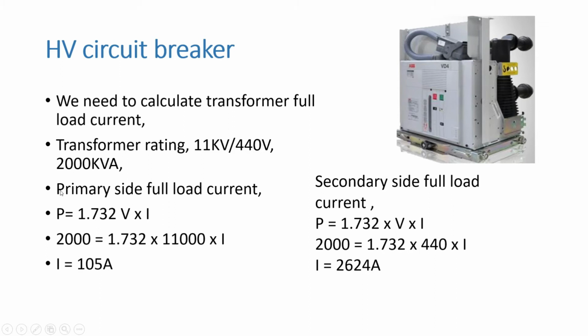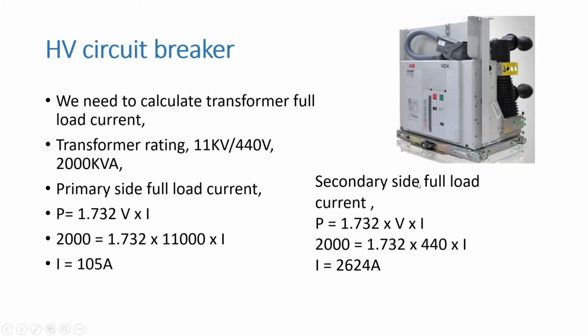So first we have to calculate the primary side full load current. As we know the power formula, P equal to 1.732 × V × I. P is given as kVA, so apparent power. So I took the 2000 kVA on the left side, and I put the formula 1.732 × 11,000 × current. I need only this current, so with simple mathematics I got 105 amperes.